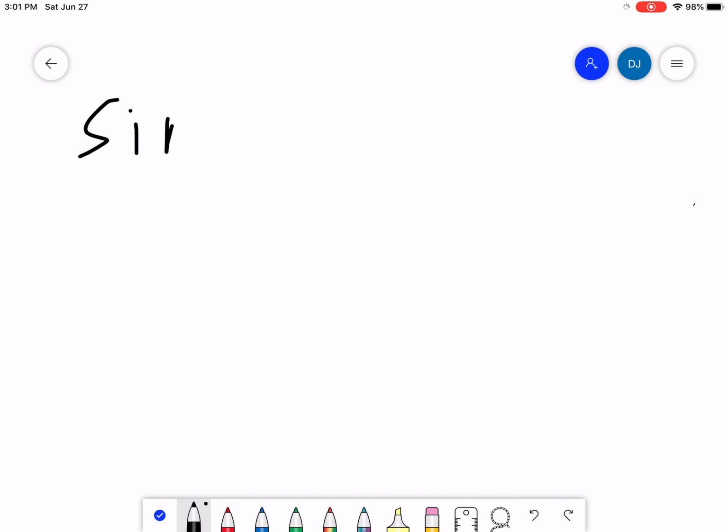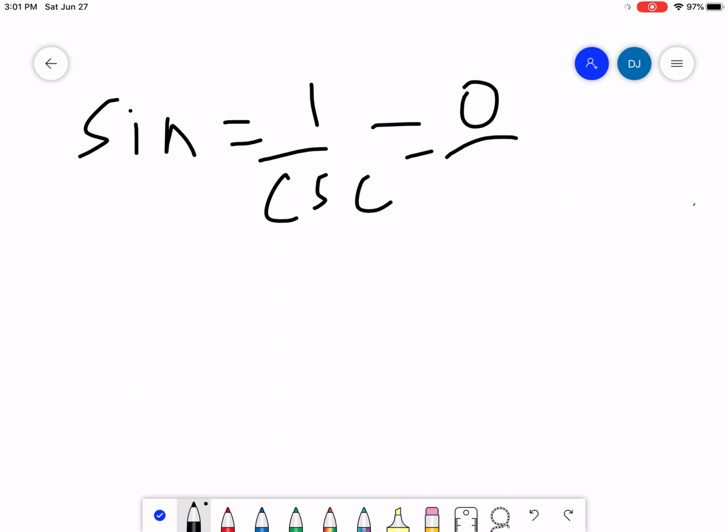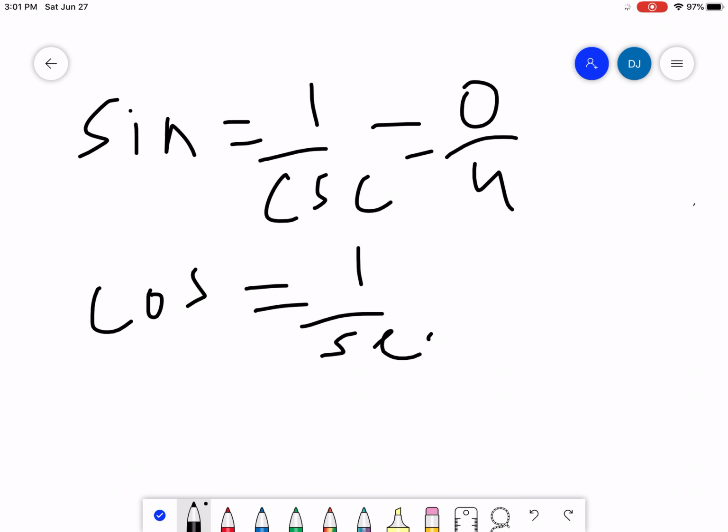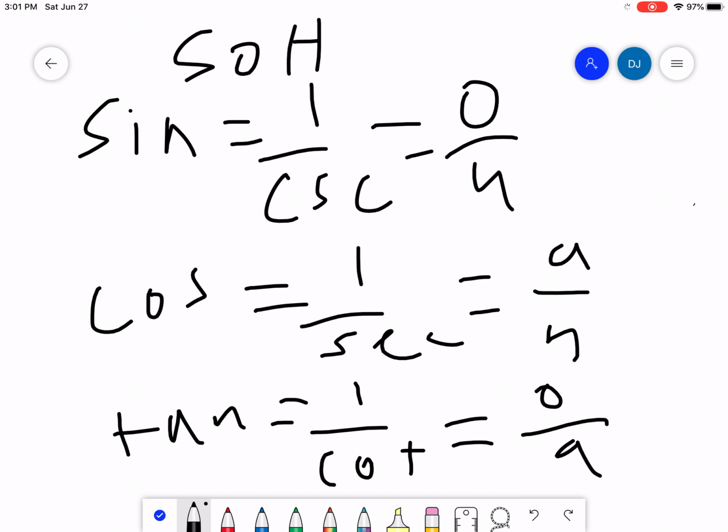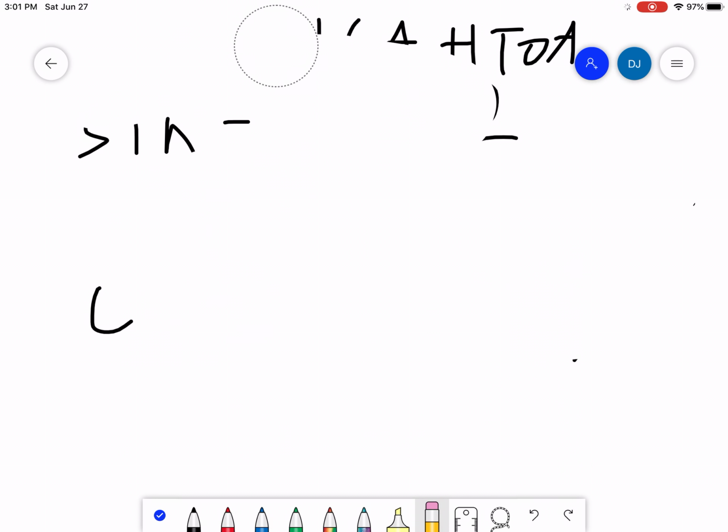Sine is equal to 1 over cosecant, which is equal to opposite over hypotenuse. Cosine is equal to 1 over secant, which is equal to adjacent over hypotenuse, and tangent is equal to 1 over cotangent, which is equal to opposite over adjacent. And you can memorize sine, cosine, and tan using SOH CAH TOA. And you're just going to have to memorize reciprocals. So that's a quick review of the 6 trigonometric values.